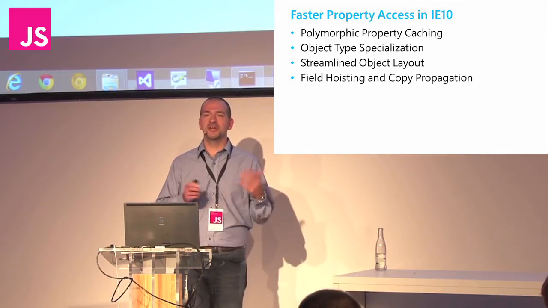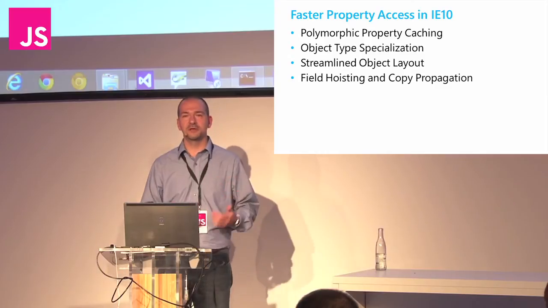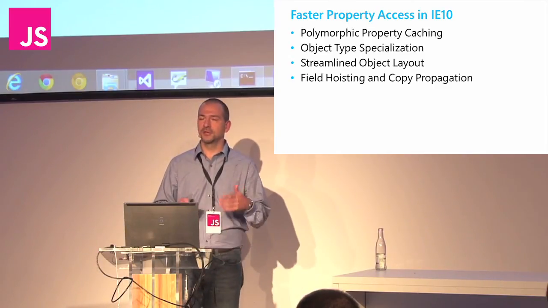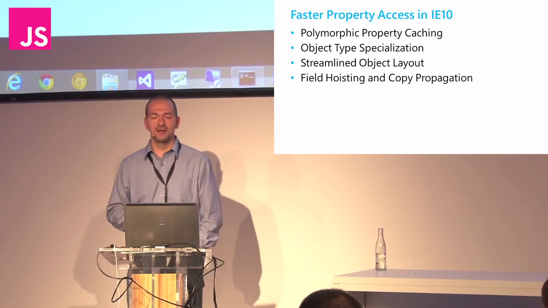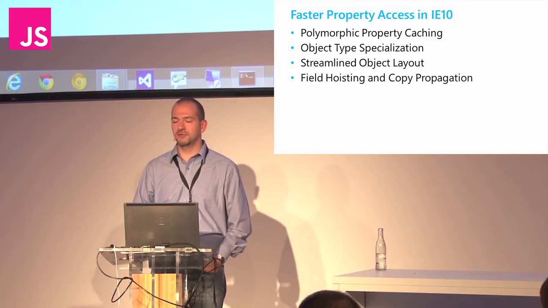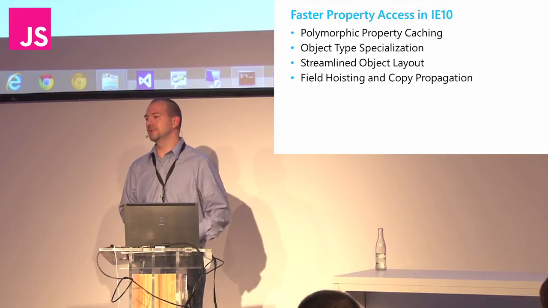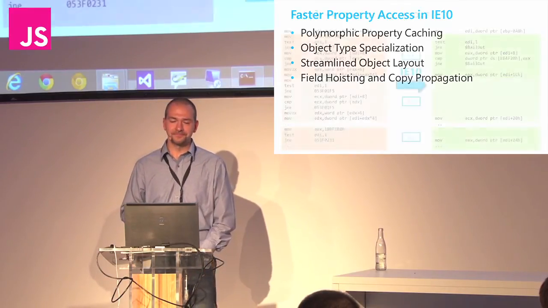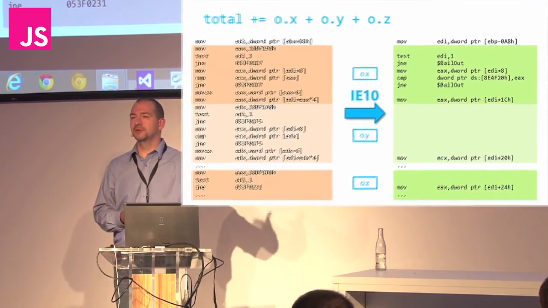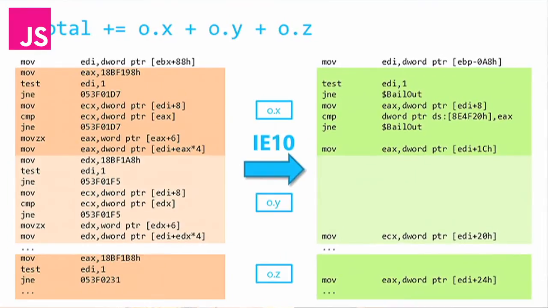And then we took advantage of the optimistic code generation to get better property access using object type specialization. I'll explain that. And then we generally streamlined our object layout to make them thinner and requiring fewer allocations. And then some of the compiler optimizations added also apply to those. And so here's an example. On the left-hand side, it would be the code that we would generate in IE9 to add the values of those three properties. And on the right-hand side is what we do in IE10.